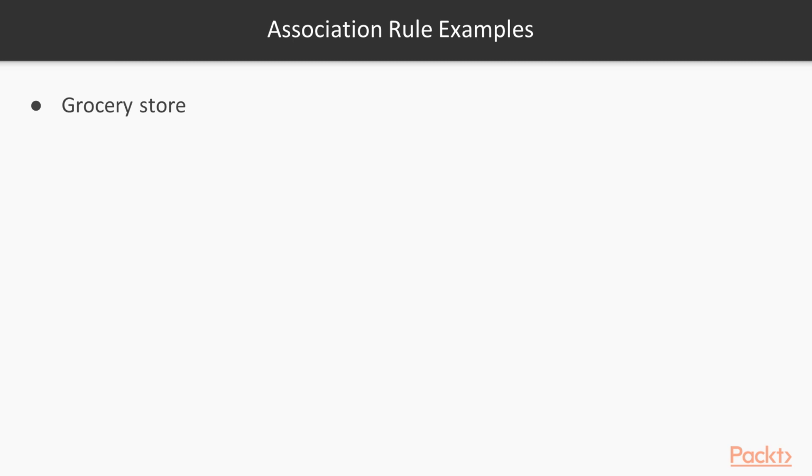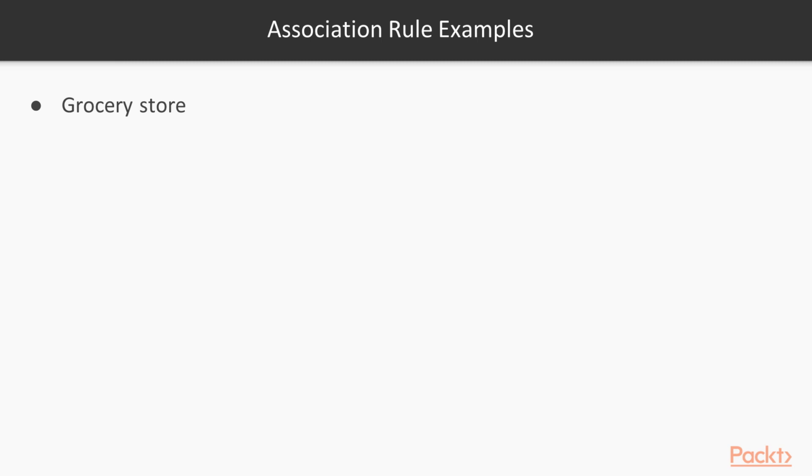Probably the most common example of how to use association rules is in regards to a grocery store. So let's say, for example, you walk into a grocery store and you're thinking about buying chips and beer. We know that these two items are purchased together frequently, and so as a grocery store owner, what do you do? Do you want to set up the beer and the chips right next to each other to make it easy for your customers to pick up these two items?